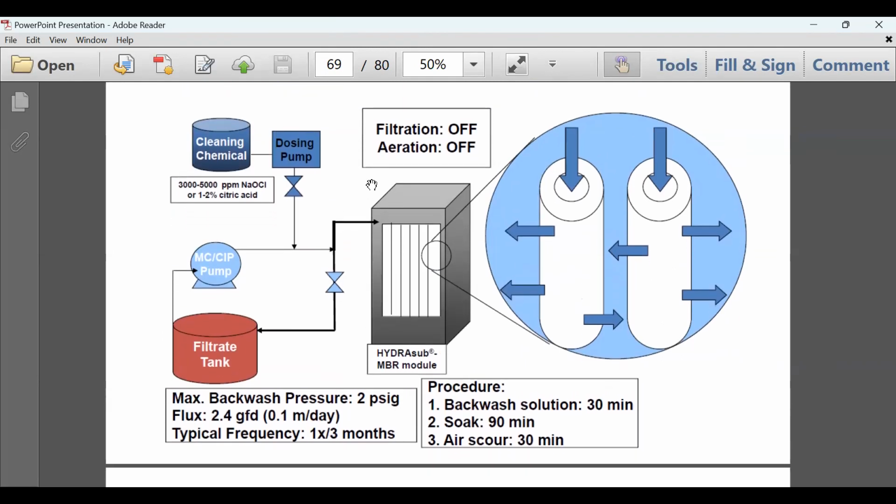CIP cleaning. At the CIP cleaning, again use sodium hypochlorite once in 3 months. If we do the acid cleaning, we can use citric acid once a year. Both filtration and aeration should be switched off before the cleaning. Chemical is injected for 30 minutes. Keep for 90 minutes. Then start air scouring. After 30 minutes, filtration can be started.